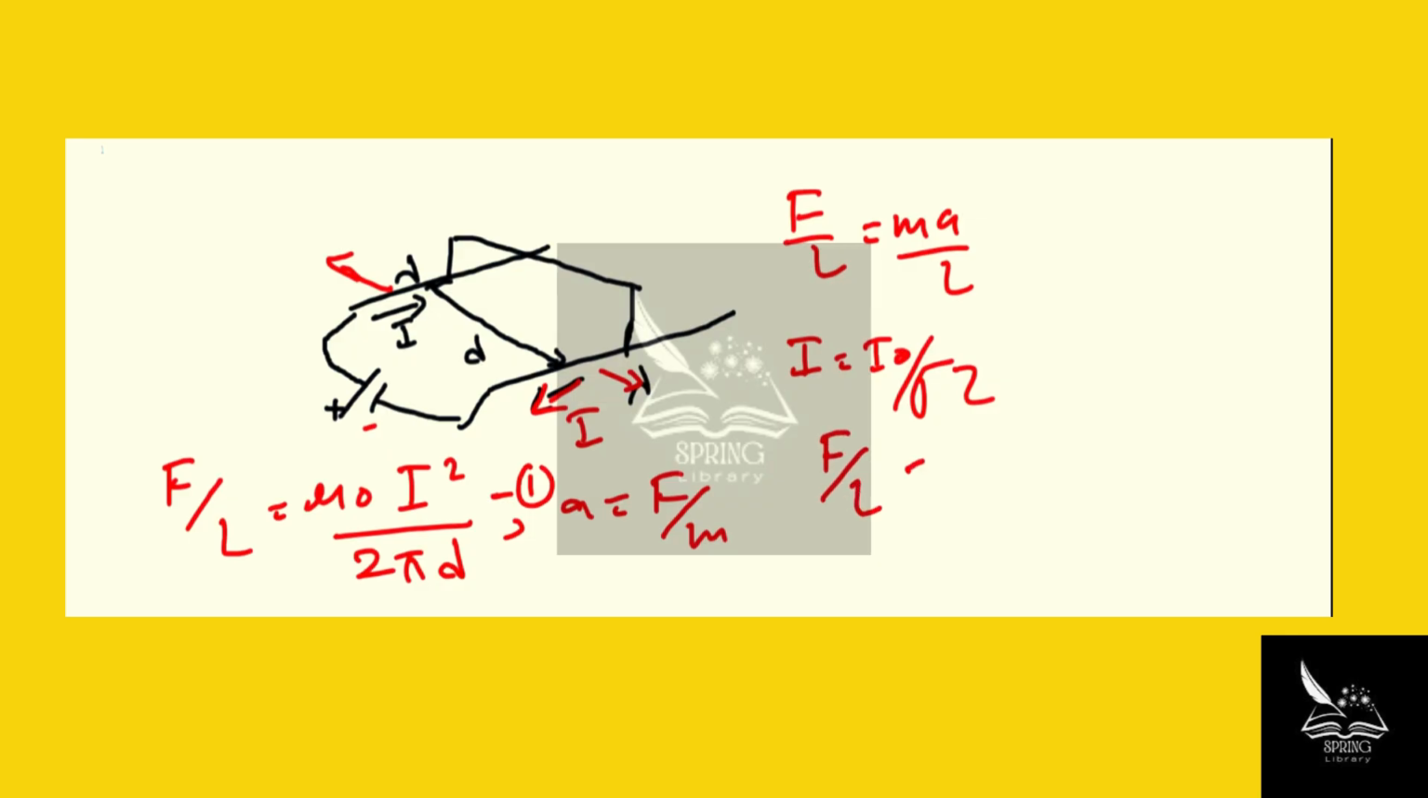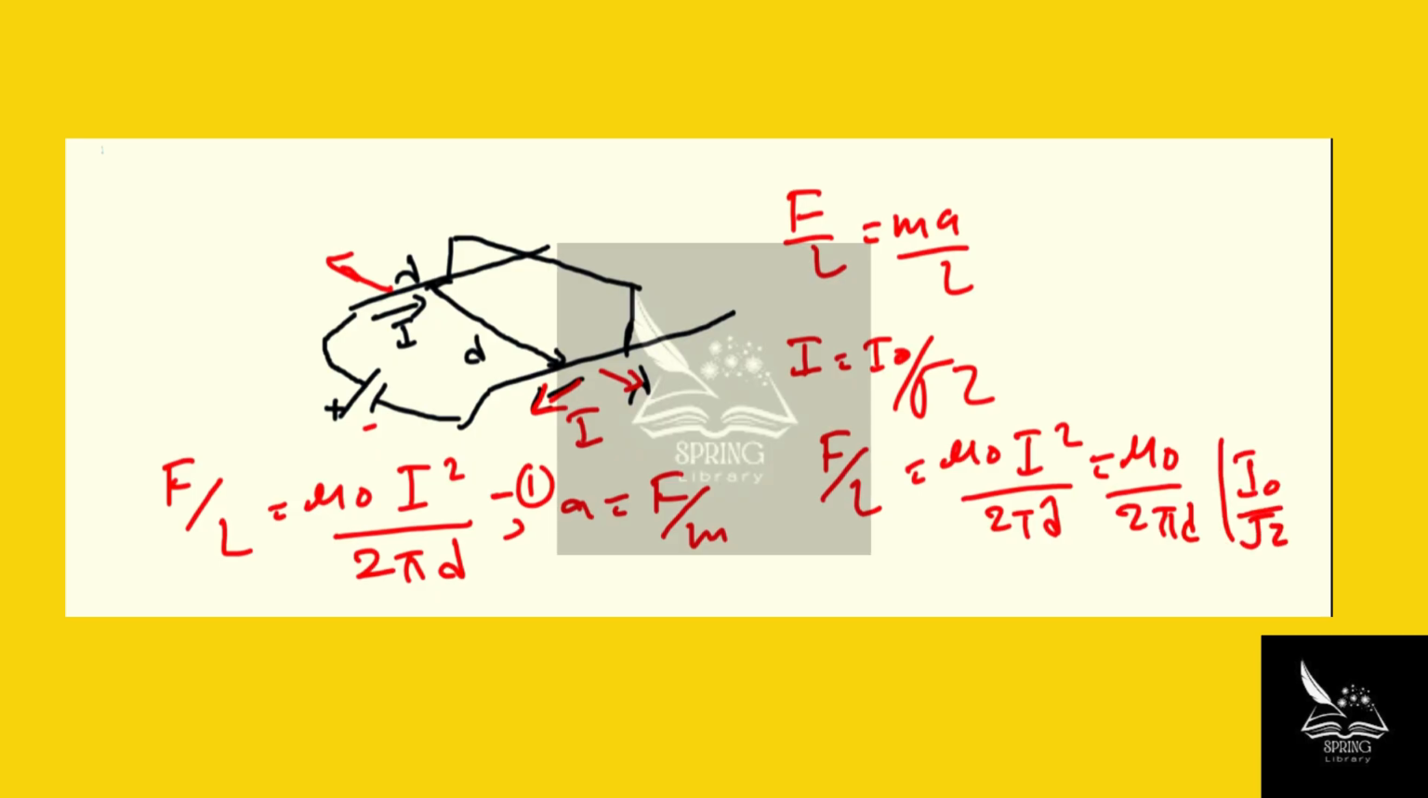So force per unit length will be mu naught times I squared over 2 pi d, which is equal to, substituting the value for I, mu naught divided by 2 pi d times I naught over square root of 2, squared. The initial current I naught is equal to V divided by R, where R is the total resistance of the circuit and V is the potential difference across the capacitor, and this gives us V is equal to Q naught over C.